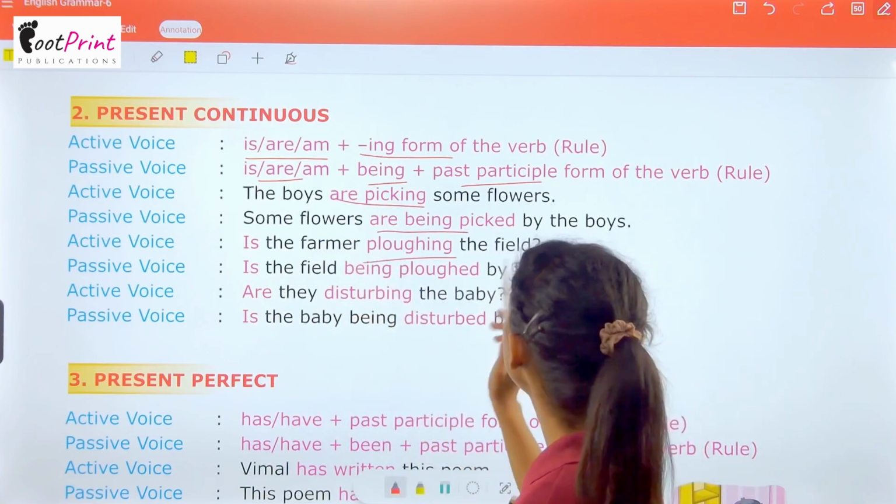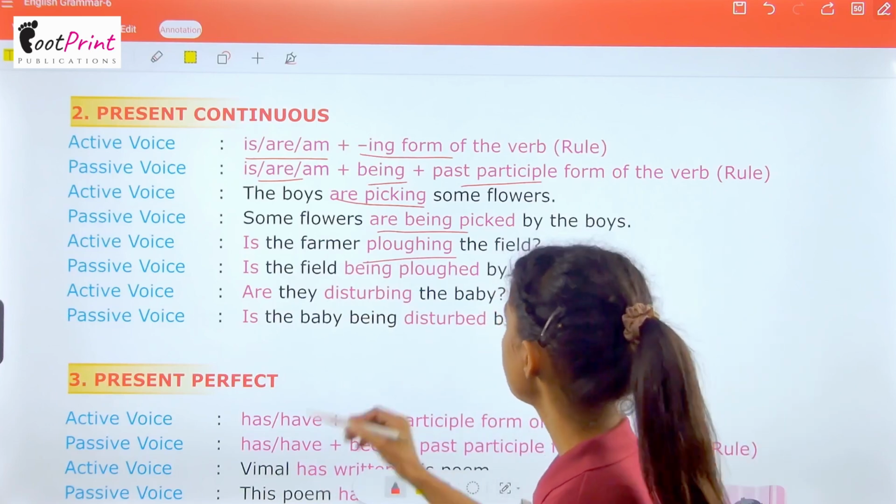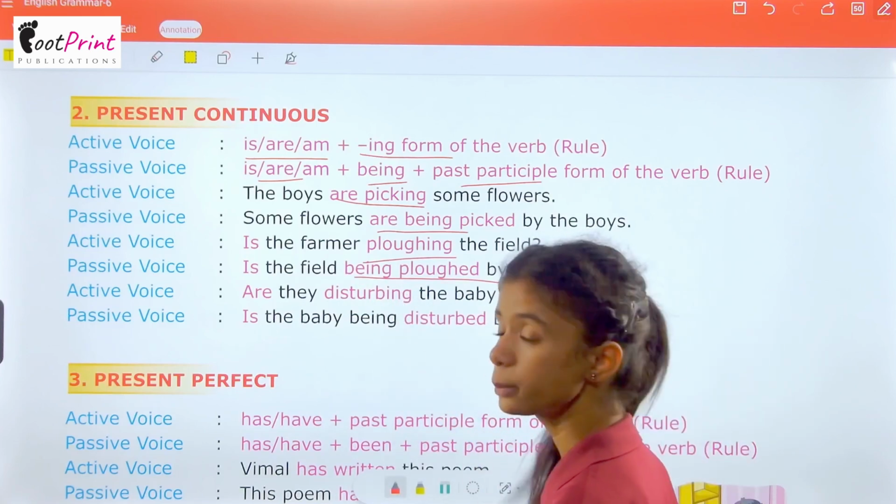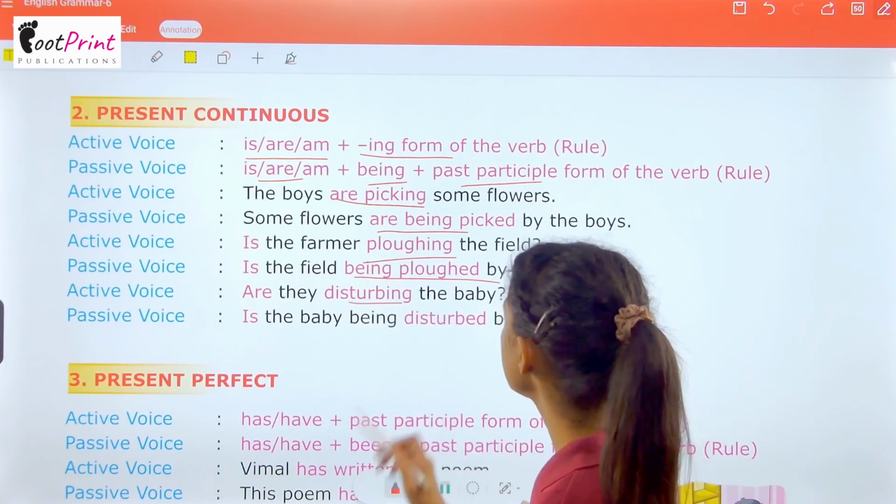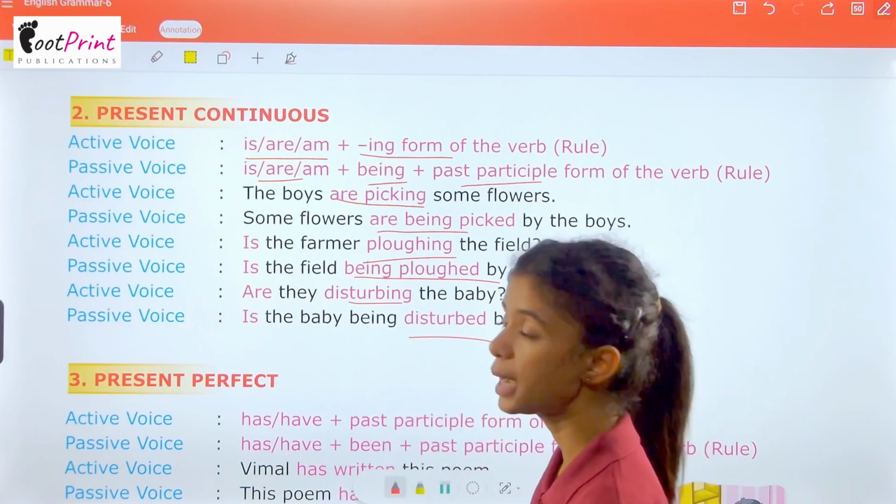Is the farmer plowing the field? Is the field being plowed by the farmer? Are they disturbing the baby? Is the baby being disturbed by them?